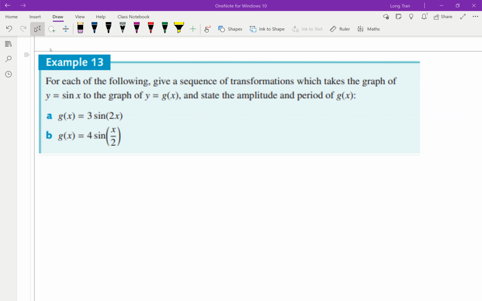Hey there team, in this example I'm going to be showing you how to sketch sine and cosine graphs, but specifically I guess this example is more on sine. But let's have a look here. It says give a sequence of transformations which takes the graph of y equals sine of x, so that's your normal sine x graph, to the graph of what they've gotten here.